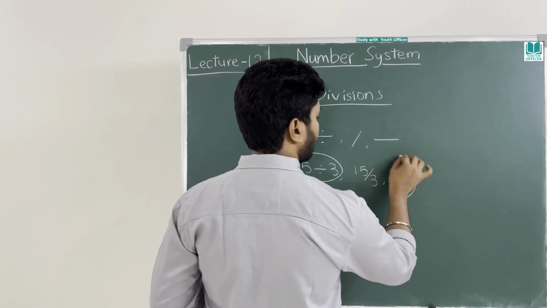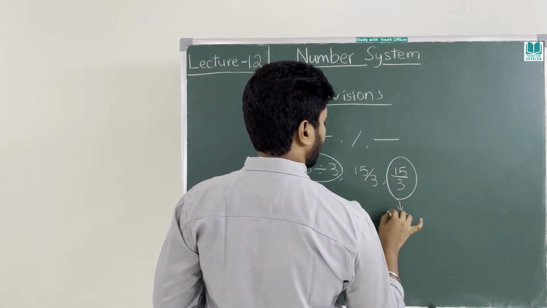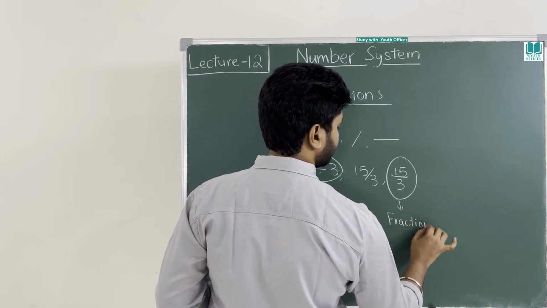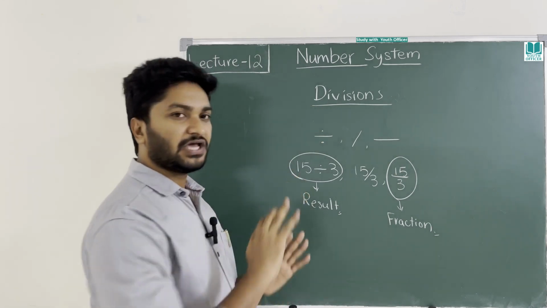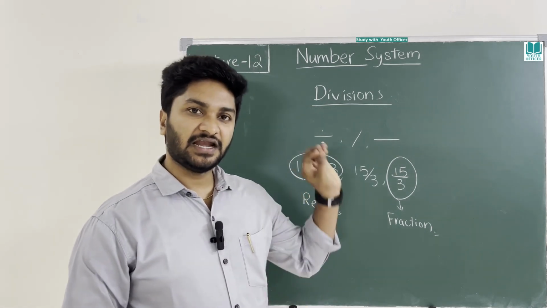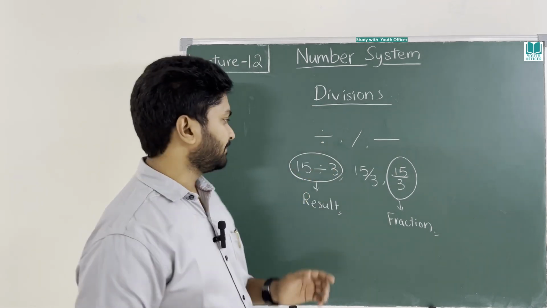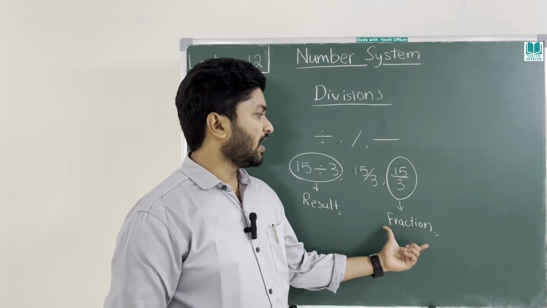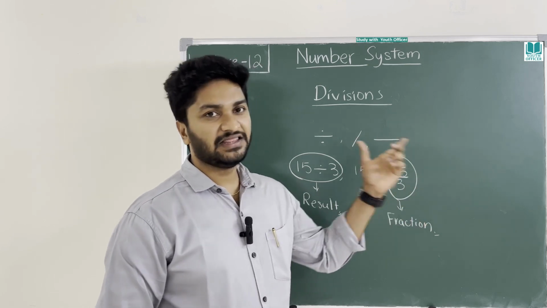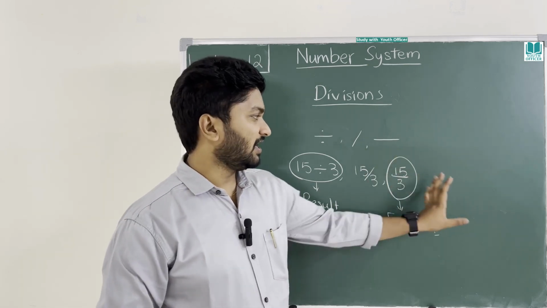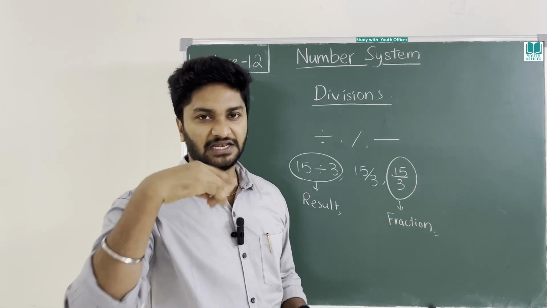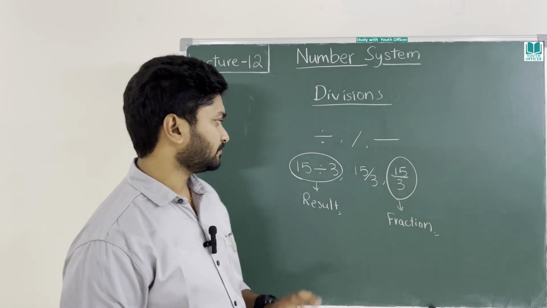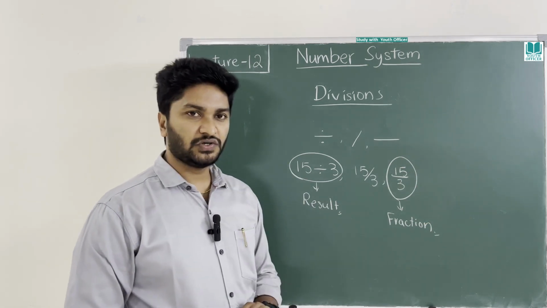If it is in this form, they don't want you to touch it. They want you to keep it as a fraction and continue the calculation till the end, and at the end they want you to give the result. If it is like this, immediately they want the result. If it is in this form, you have to save it till the end, and the remaining calculations you have to cancel, and at last you give the answer. Okay, so far so good.